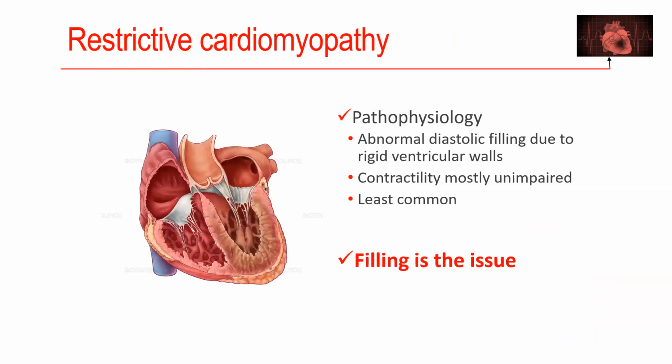Okay, now restrictive cardiomyopathy is a little less common. Restrictive cardiomyopathy means that your ventricular wall is rigid, not necessarily hypertrophied, but it's not particularly distensible. So contractility is generally unimpaired. It's the least common form. And again, the only way to diagnose the different types of cardiomyopathy is with an echocardiogram. You can't diagnose it by EKG. Got to have an echocardiogram.